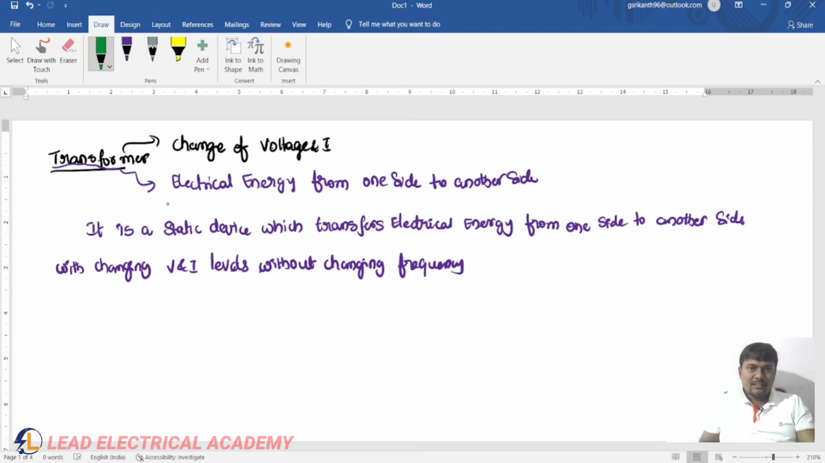Static means it does not consist of any rotating parts. No rotating parts. Static device. That's why it is called a device.